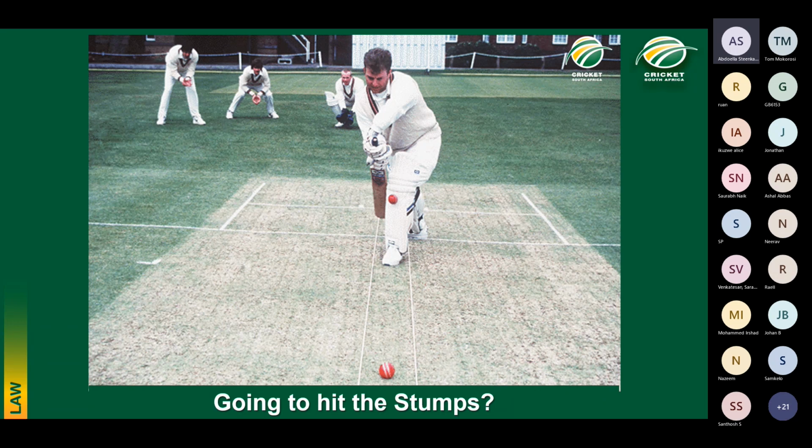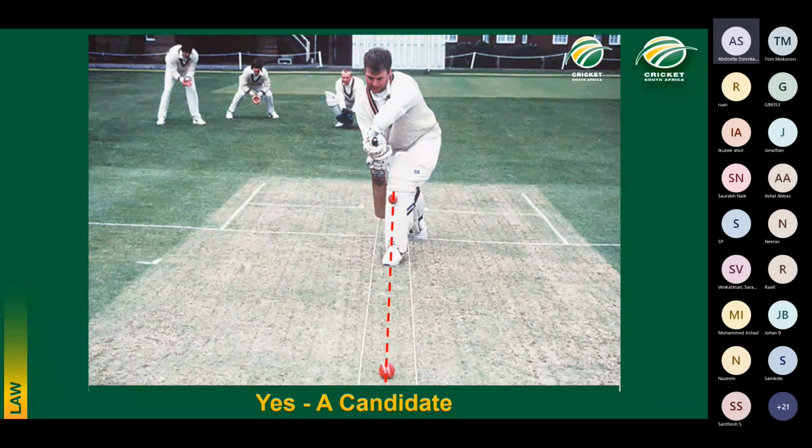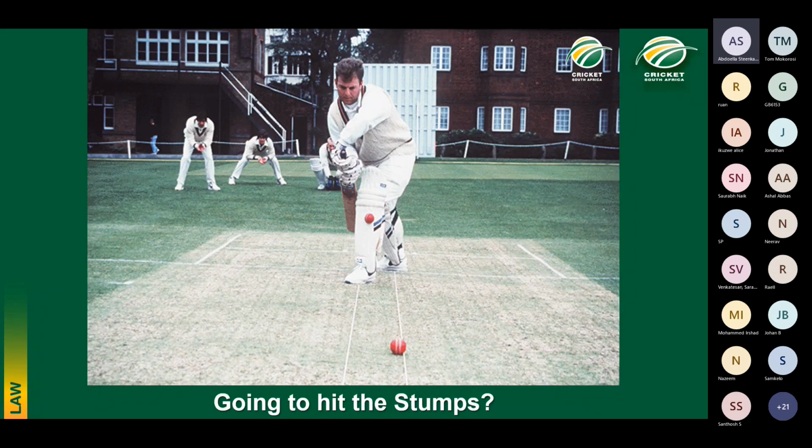Yes, it pitched between wicket and wicket. Where was the impact? Was the impact between wicket and wicket? Yes, the impact was between wicket and wicket. Last question, would it have gone on to hit the stumps? If the answer to that question is yes, out. If the answer to that question is no, not out.